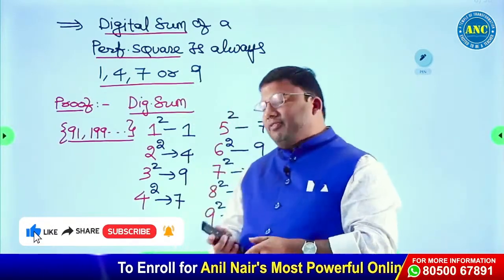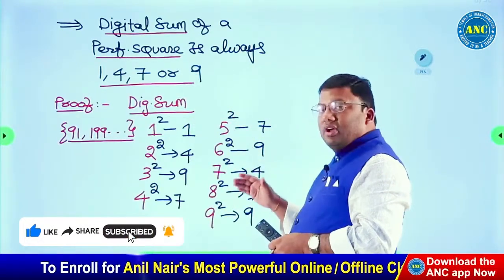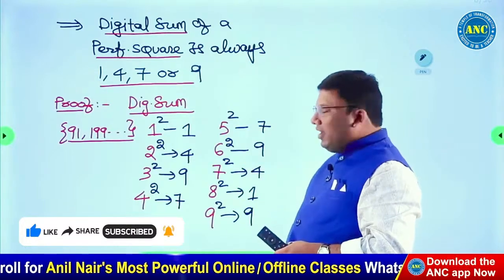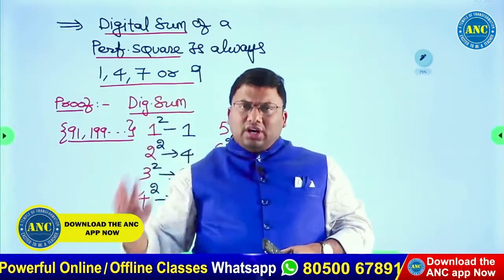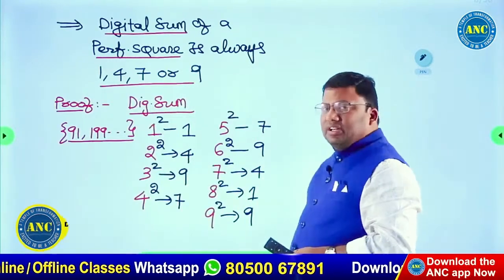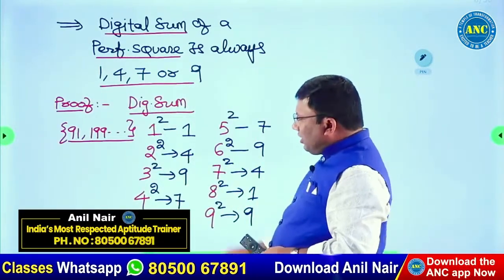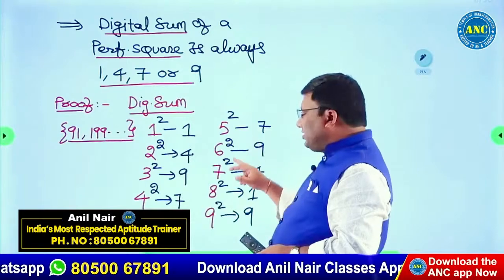The digital sums will be from 1, 2, 3, 4, 5, 6, 7, 8, 9. These are all the possible digital sums of every natural number.